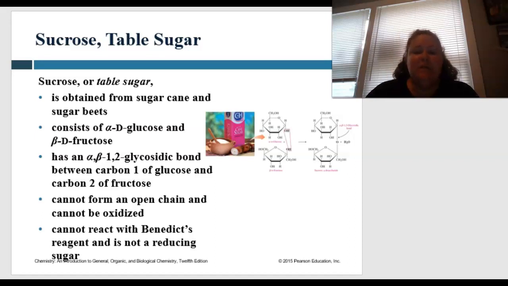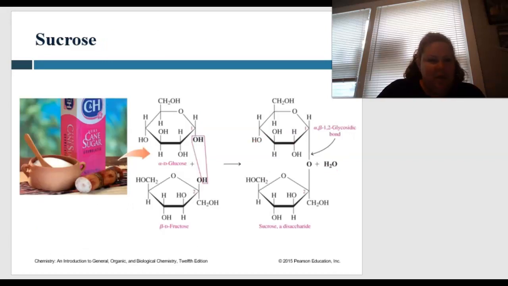But anyway, this consists of an alpha D-glucose and a beta D-fructose that are linked together. So it has an alpha beta 1,2 glycosidic bond between the carbon 1 of glucose and the carbon 2 of fructose, okay? And it cannot form an open chain, and it cannot be oxidized. So therefore, since it can't be oxidized, it can't react with that Benedict's reagent, and it is not a reducing sugar. So this is your lovely picture showing how we are going to be linking those two together, okay?